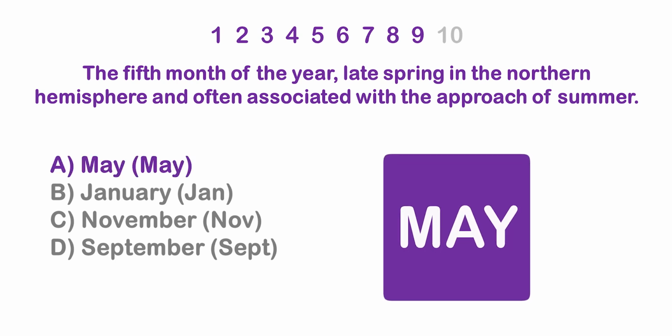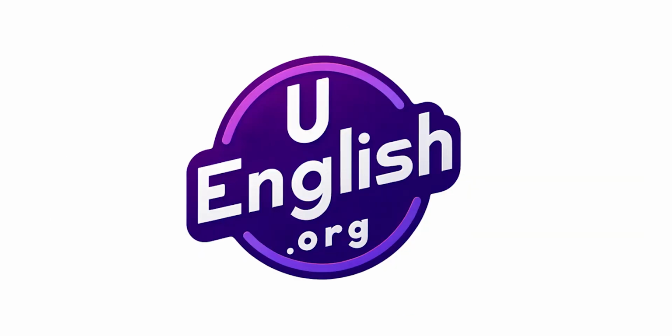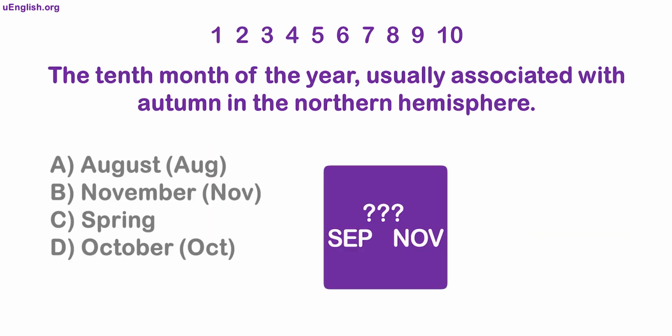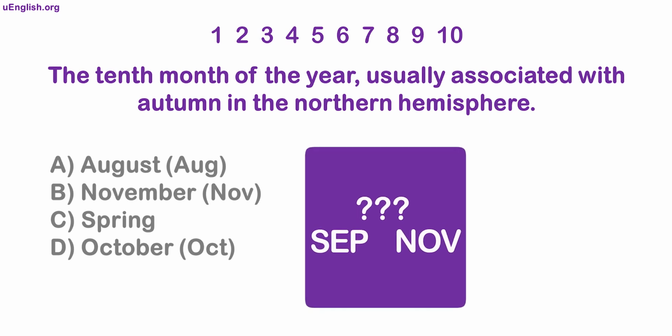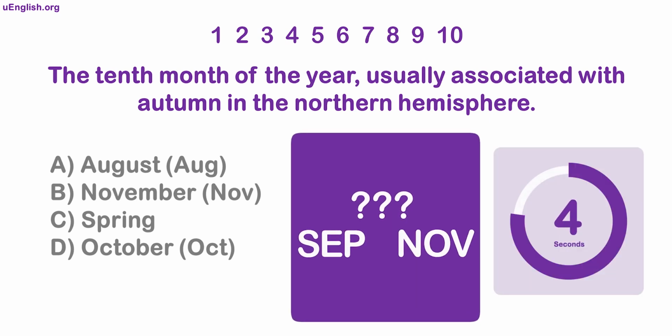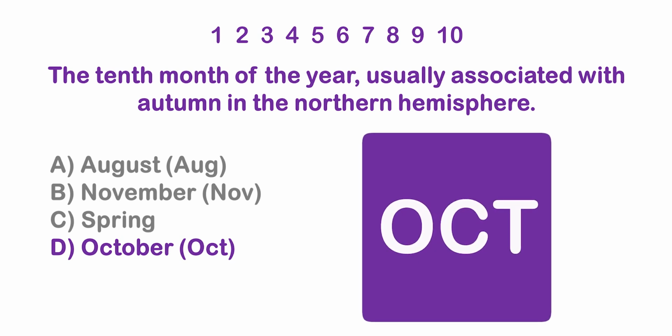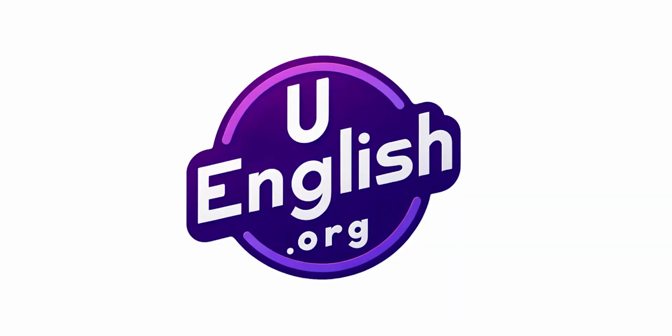May is the 5th month of the year, late spring in the northern hemisphere, and often associated with the approach of summer. The 10th month of the year, usually associated with autumn in the northern hemisphere. October is the 10th month of the year, usually associated with autumn in the northern hemisphere.